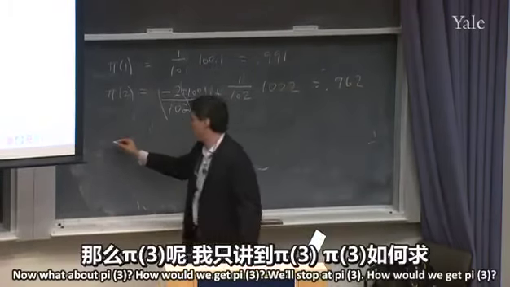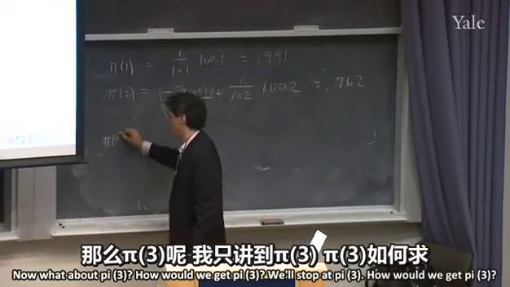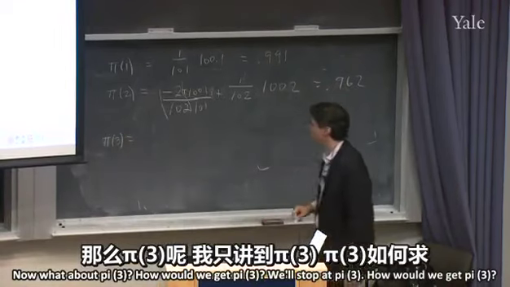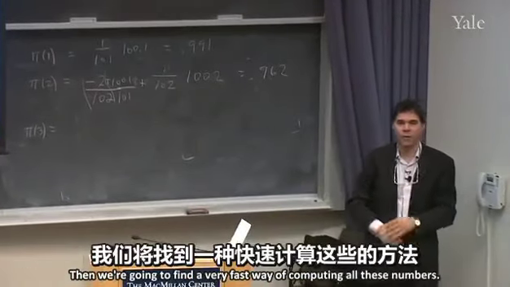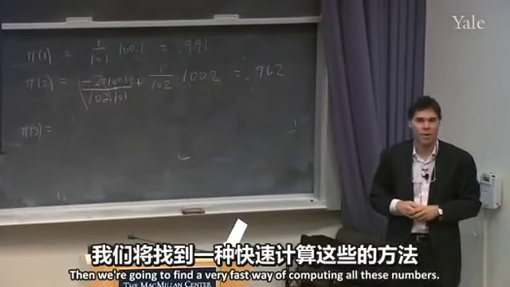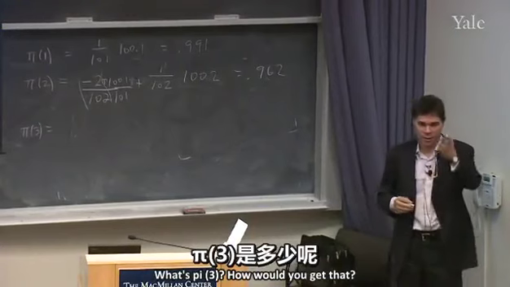Okay, now what about pi 3? How would we get pi 3? We'll stop at pi 3. And then we're going to find a very fast way of computing all these numbers. What's pi 3? How would you get that? Yep.